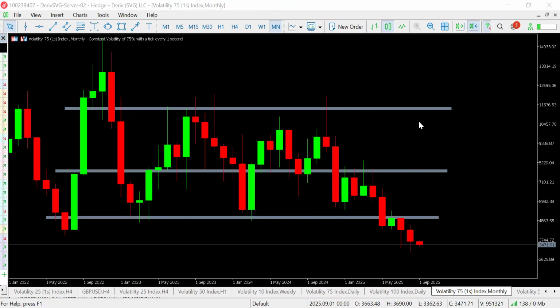And today we're going to be looking at a Deriv synthetic index, the Volatility 75 1s index. As you all know, I do my analysis using a pure price action trading strategy, and currently I'm on the monthly time frame. So let's look at what this particular index has for us.